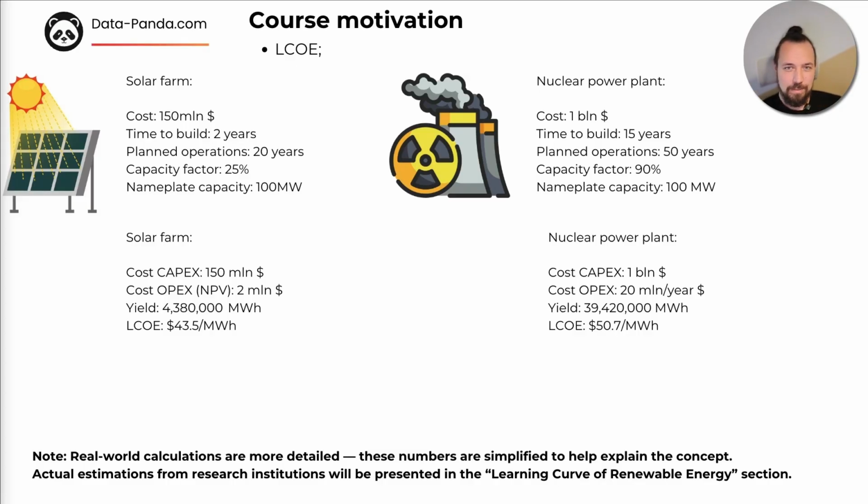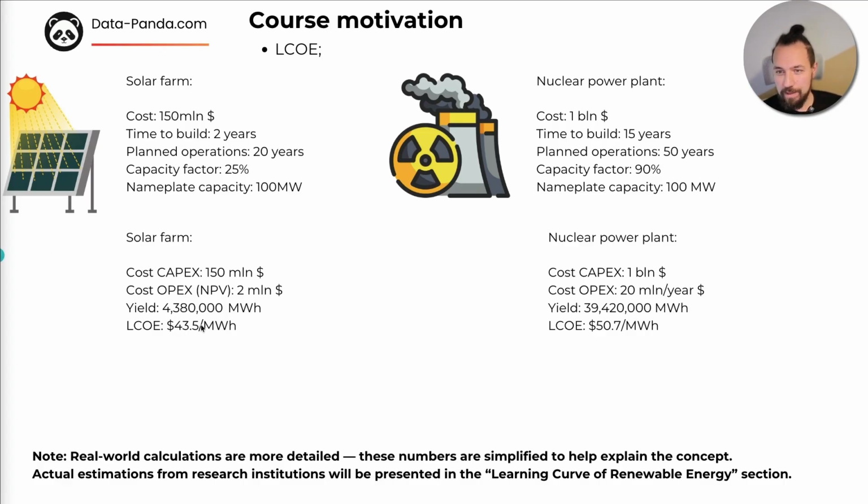But at the same time, a nuclear plant will run almost all the time for decades, usually 50 plus years. And solar, on the other hand, is more like a sprinter. It's cheap to install, but it only runs when the sun is out, and it slowly loses performance over time. So even though solar looks cheaper up front, over its lifetime it actually produces much less total energy. From this calculation, you can see the yield of these two is crazy different.